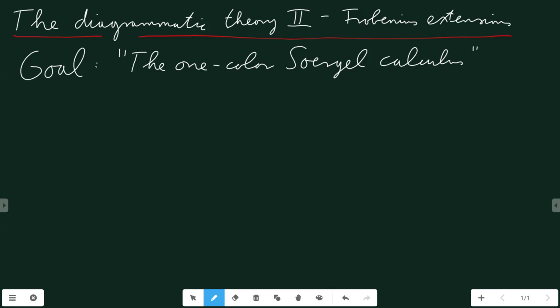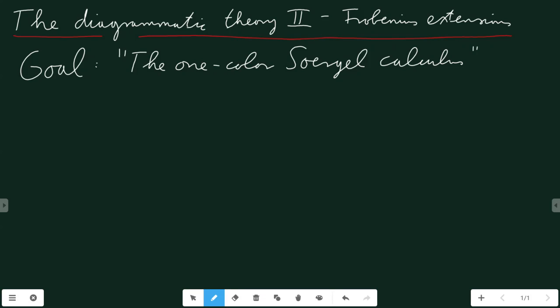So welcome everyone to the seventh talk on Soergel bimodules. As I said, take everything today with a pinch of salt because this is kind of an improvised talk. And my goal today is to push the diagrammatics a little bit further, which we have seen last time.